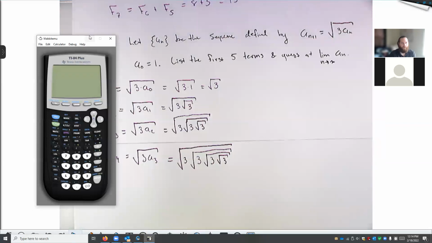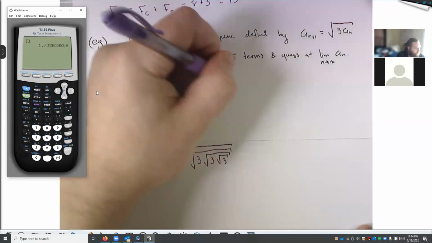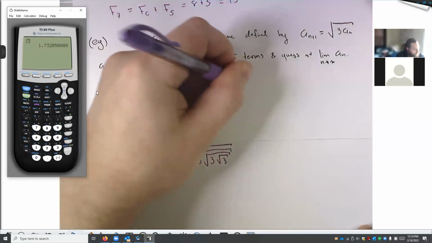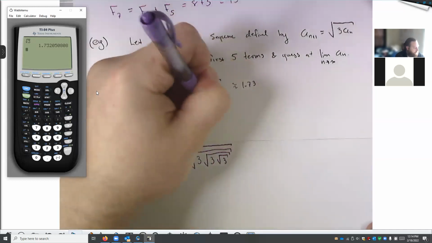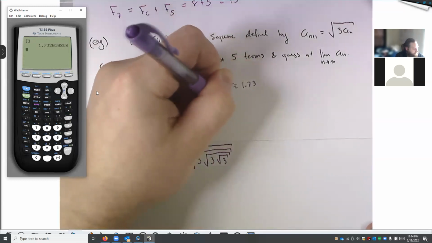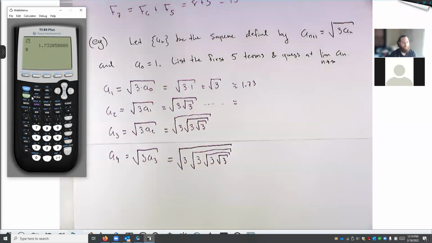Let's see if we can do better. So, square root of 3, about 1.7. 1.73. What about the square root of 3 times the square root of 3?